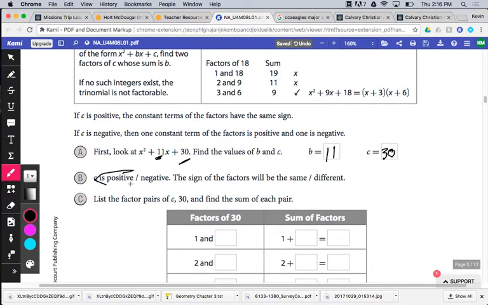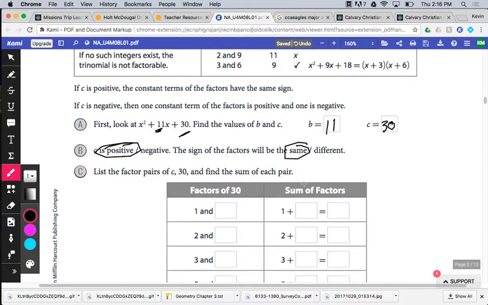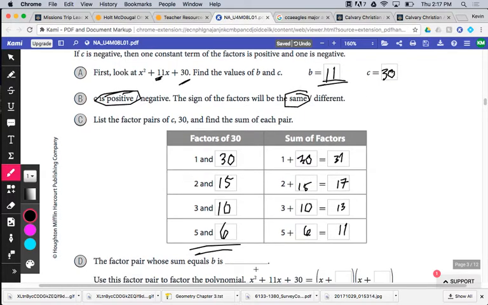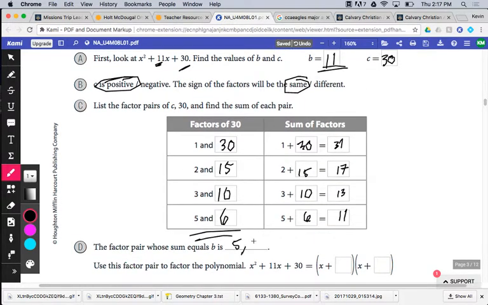C is positive, so the sign of the factors will be the same. We're going to go into that in a second. List the factor pairs of C, which is 30. Well, it's 1 and 30, 2 and 15, 3 and 10, 5 and 6. 1 plus 30 equals 31. 2 plus 15 equals 17. 3 and 10 equals 13. 5 and 6 equals 11. Clearly, it's 5 and 6 because they have to add up to make B. So it's x plus 5 and x plus 6.